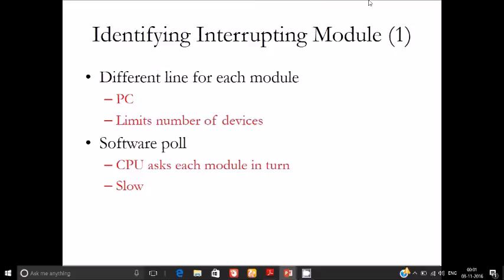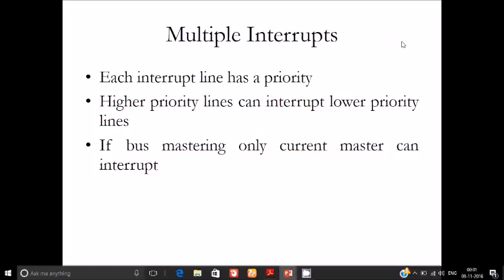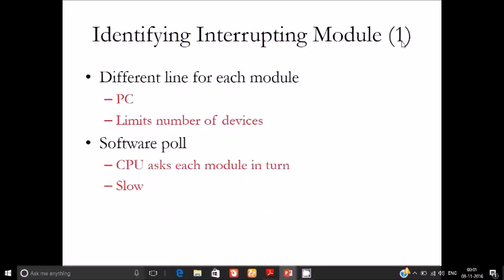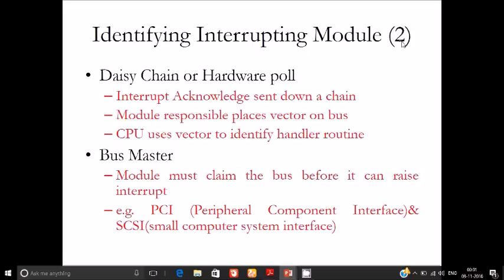So for identifying the interrupting module, we have several approaches. With a different line for each module, this limits the number of devices. With a software poll, the CPU asks each module in turn, and this process is slow. Then there is the daisy chain or hardware poll. The interrupt acknowledgement is sent to the chain, and the module is responsible for placing a vector on the bus, and the CPU uses the vector to identify the handler routine. So this is what a daisy chain or hardware poll is.